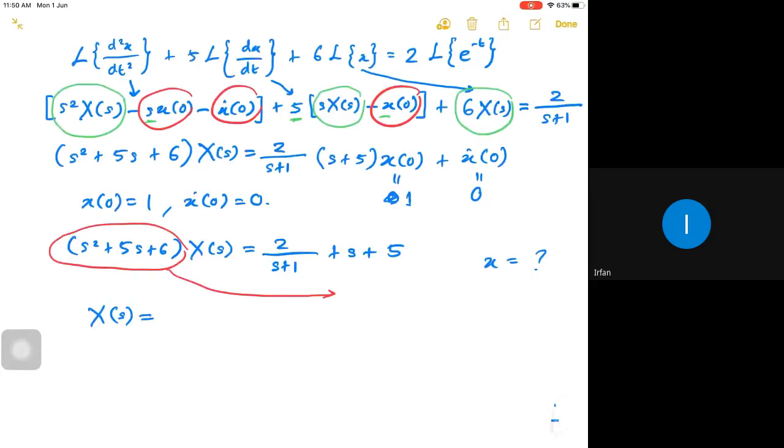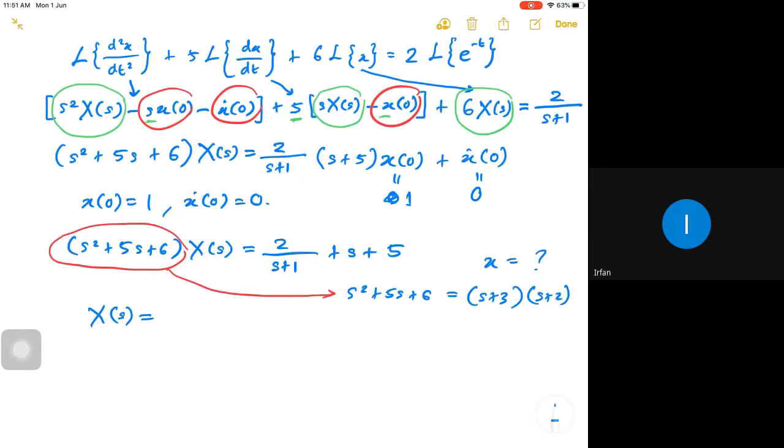So this one is equal to, when we put this function inside to the right hand side, what we will get is, actually we can simplify it. Before that, this s squared plus 5s plus 6, we can simplify it into s plus 3 times s plus 2. So you can do this factorization, okay, and then you can put it to the right side.